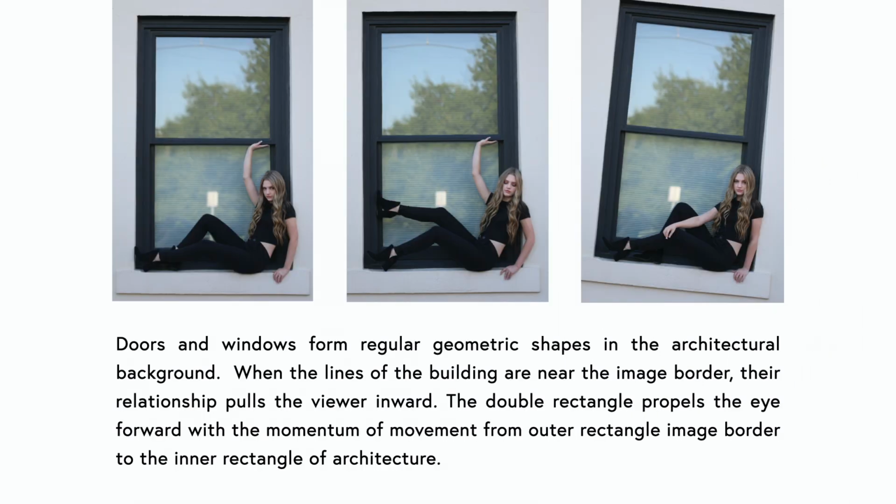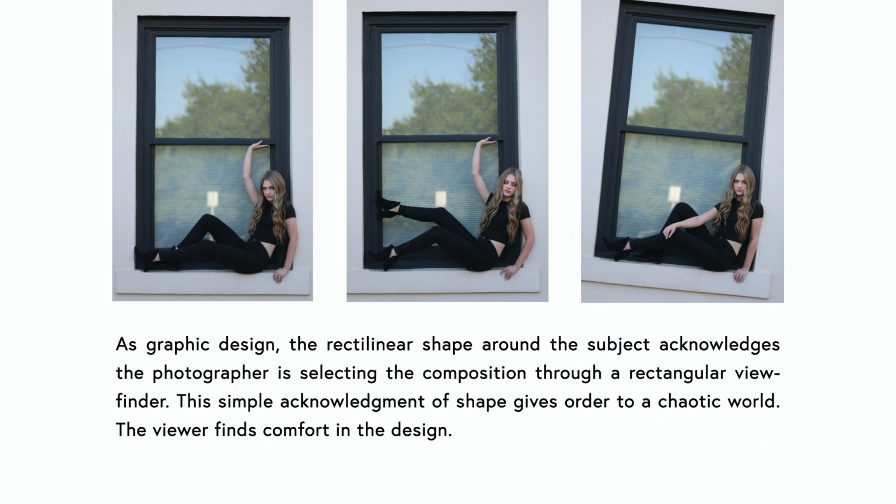Doors and windows form regular geometric shapes in the architectural background. When the lines of the building are near the image border, their relationship pulls the viewer inward. The double rectangle propels the eye forward with the momentum of movement from outer rectangle image border to the inner rectangle of architecture. As graphic design, the rectilinear shape around the subject acknowledges the photographer is selecting the composition through a rectangular viewfinder. The simple acknowledgement of shape gives order to a chaotic world. The viewer finds comfort in the design.